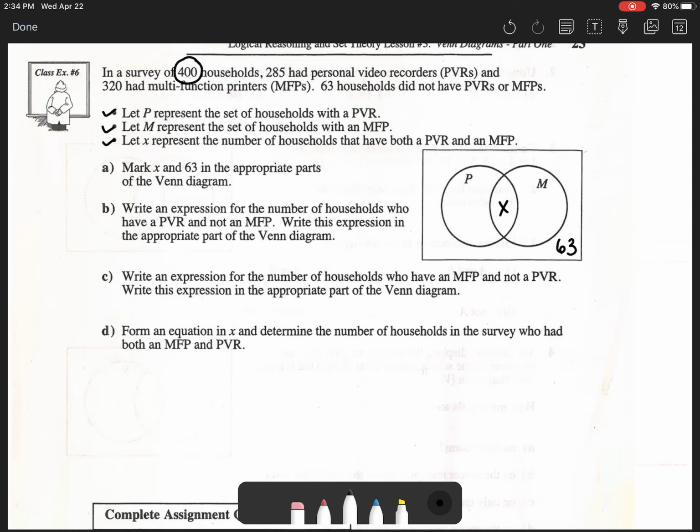outside. Okay, so there is X in the middle to represent the number of households that had both, and 63 goes on the outside of the circles, but still inside the rectangle, the households that had neither PVRs or MFPs. So that's part A.